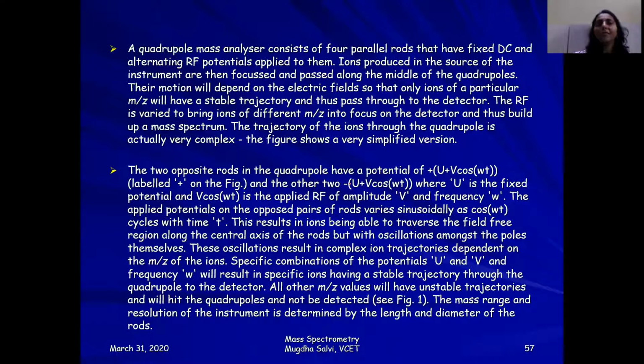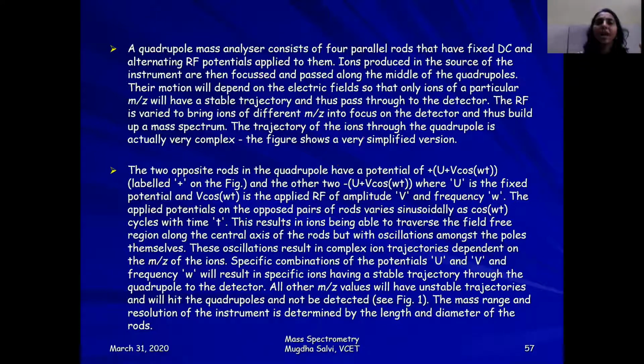So a quadrupole mass analyzer consists of 4 parallel rods that have fixed DC and alternating RF potentials. Ions produced in the source of the instrument are then focused and passed along the middle of the quadrupoles. Their motion will depend on the electric fields, so that only ions of a particular mass-to-charge ratio will have a stable trajectory and pass through to the detector. The RF field is varied to bring ions of different mass-to-charge ratio into focus at the detector and thus build a mass spectrum.